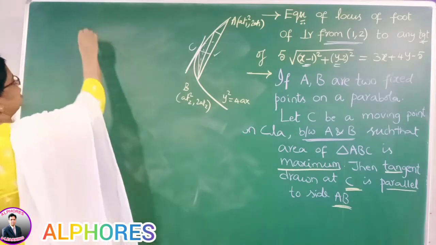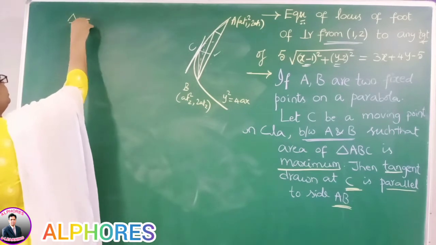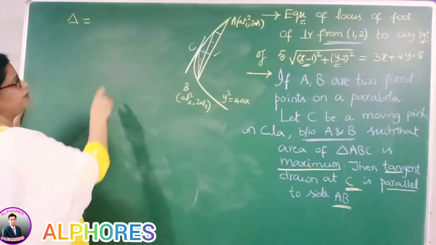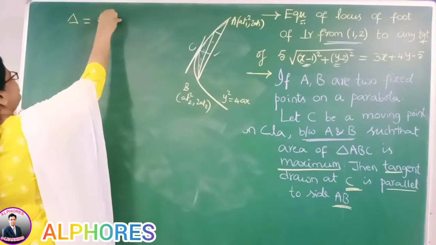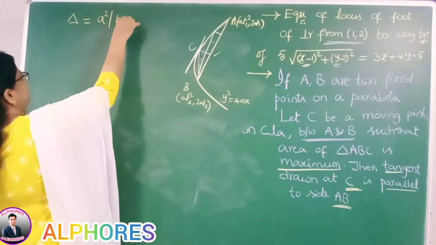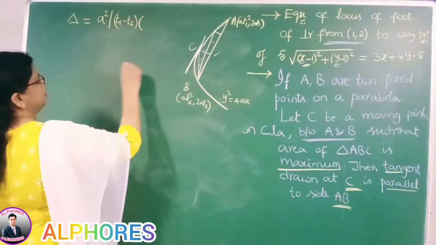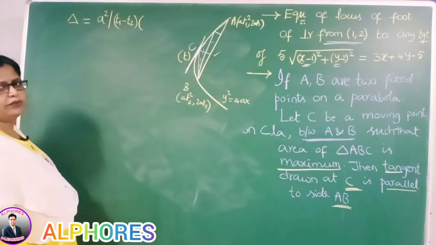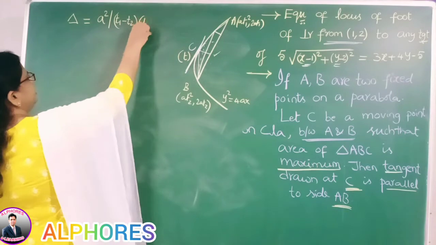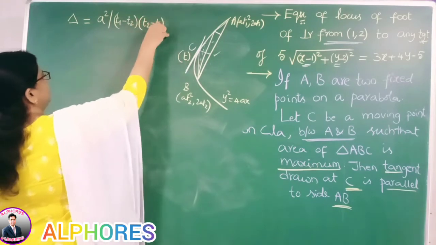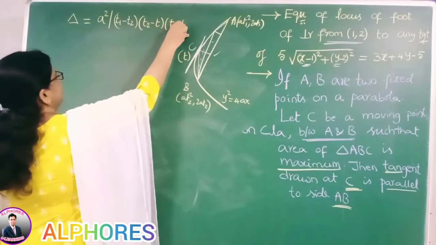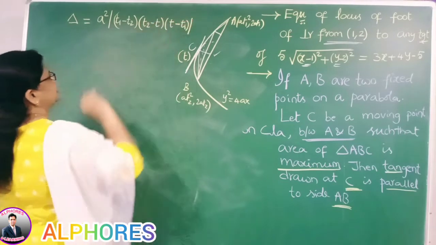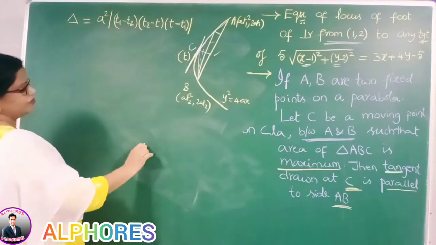So what is the area of triangle ABC? All of you, I think, remember, it is a² times |(t1 - t2)(t2 - t3)(t3 - t1)|. I am taking this variable point as (at², 2at). Therefore I am writing (t2 - t) and (t - t1). Therefore we are writing like this. Okay students, so what is the actual formula?